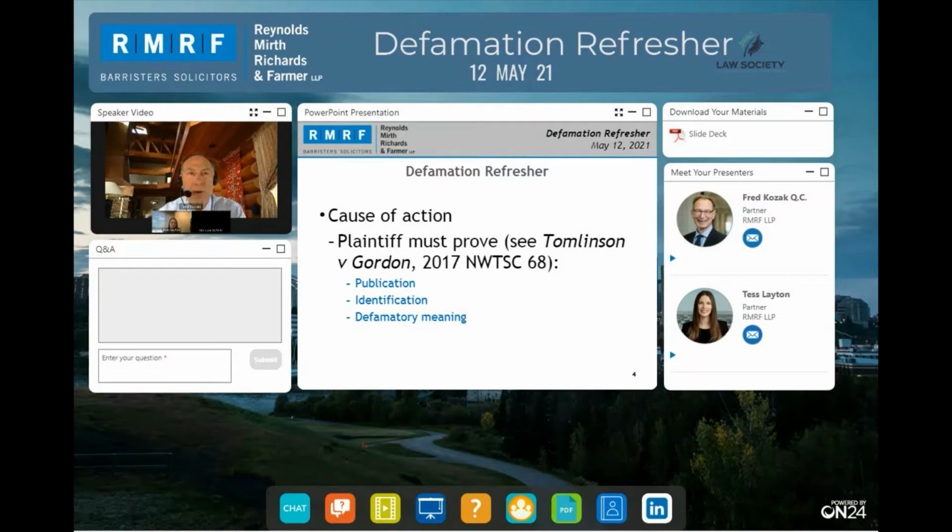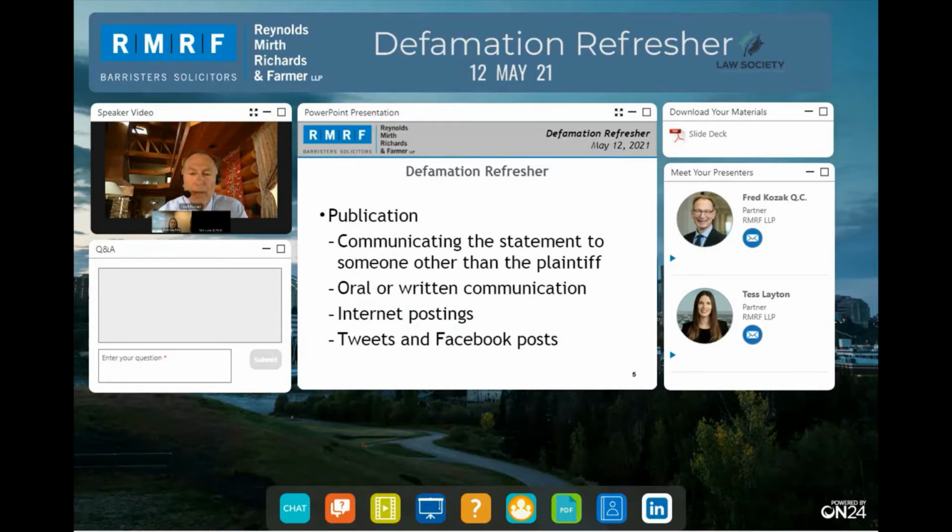Of special interest, though, is the fact that the $50,000 that was awarded in this case was in part aggravated by the post-publication conduct of the defendant. And Justice Shaner also noted that there wasn't an apology, which contributed to the somewhat significant damage award.